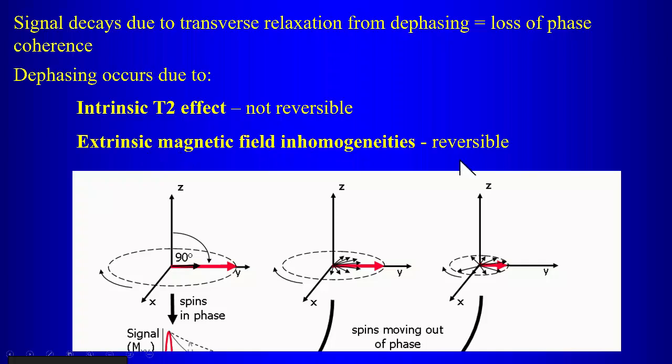What does that mean? That means that the magnetic field itself, the magnet, is not perfect. There are slight differences in very close locations of the magnetic field that the proton experiences just because of inhomogeneities in the magnet. And ideally, you want to get rid of that so that what you're looking at is determined by the tissue environment of the proton itself and not inhomogeneities in the magnet. And fortunately, there is a way to reverse that. So that cause of dephasing is reversible.